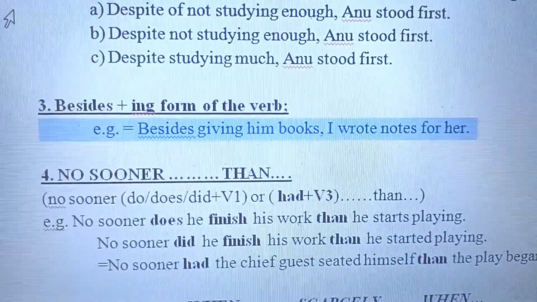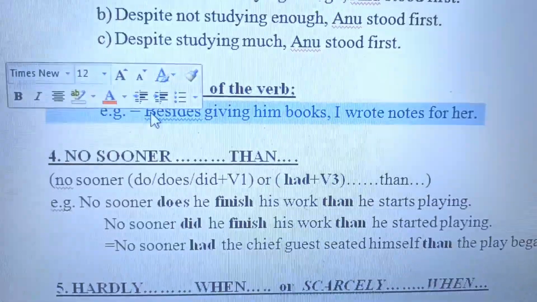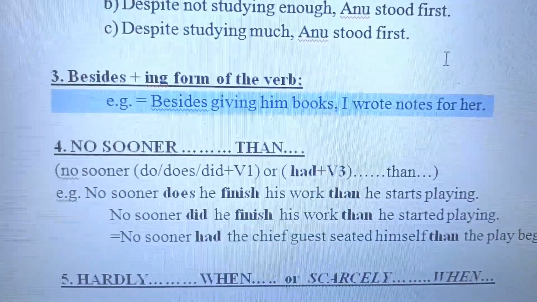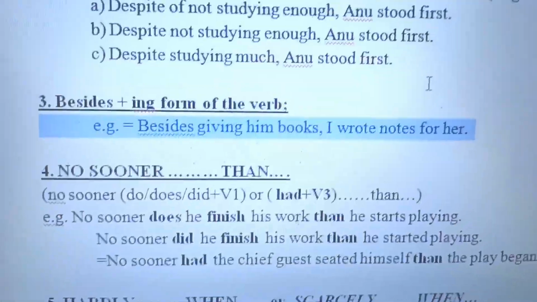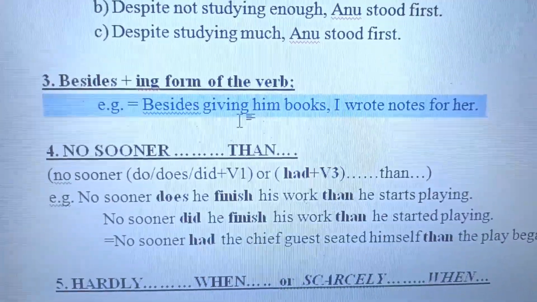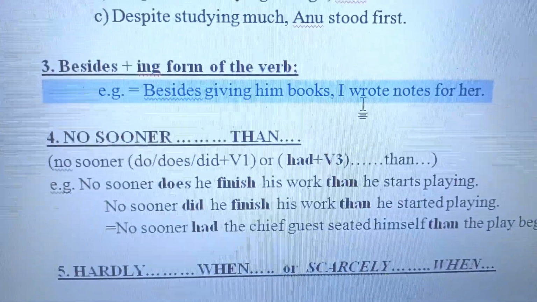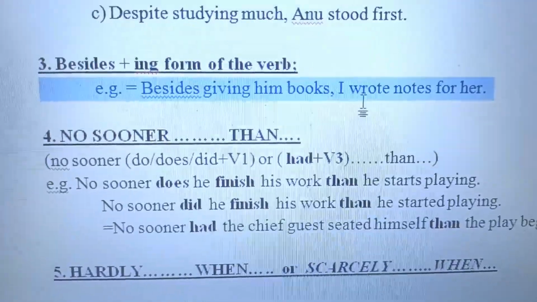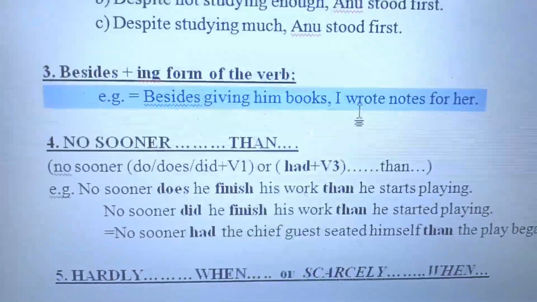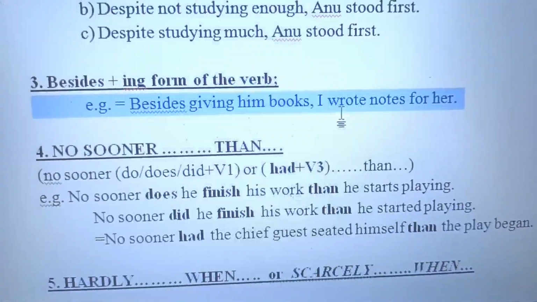Next, a similar rule is applied even for the word besides. So when besides is used, then remember the word besides is followed by ing form of the verb, same like despite. So just see the example here. Besides giving him books, so ing form is there, giving him books, I wrote notes for her. So if the word besides is there, then first look for ing form of the verb and follow the same tenses. Then your MCQ option will be correct.